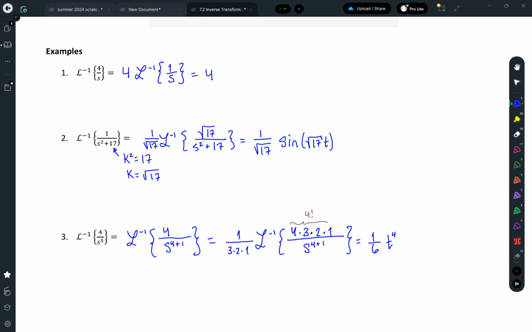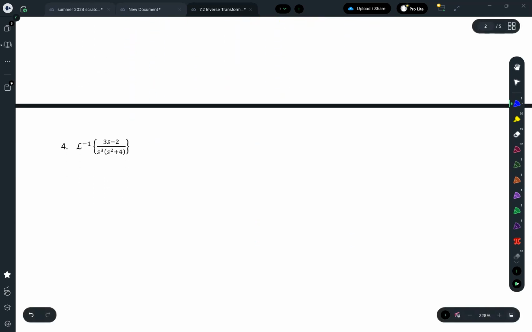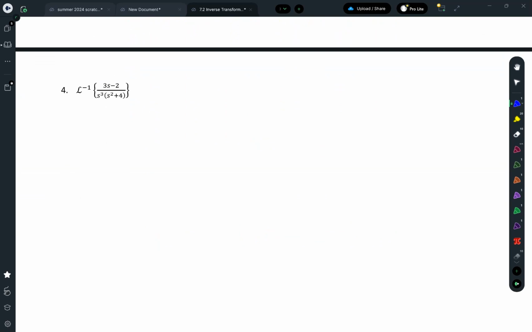I'm going to go from 0 to 60 in about 1 second, and we're going to look at number 4. So number 4 is not the worst that it gets, but it's pretty bad. So I want to find the Laplace inverse of 3s minus 2 all over s cubed times the quantity of s squared plus 4. So that's a lot right there. There's a lot going on.